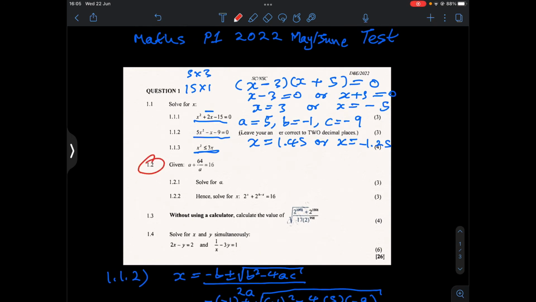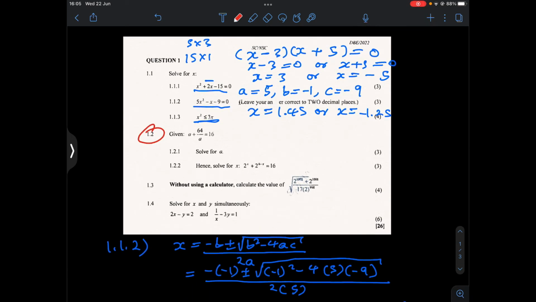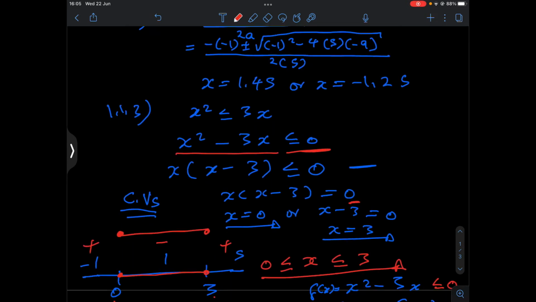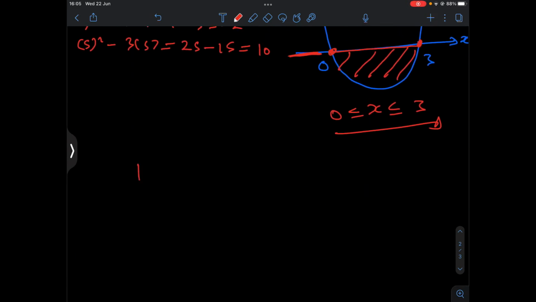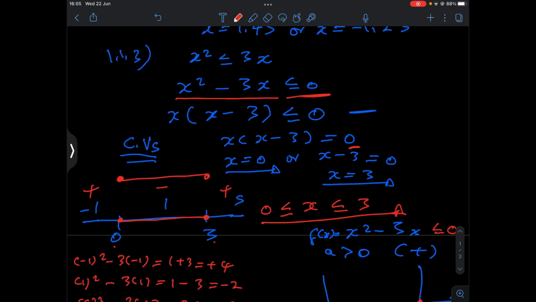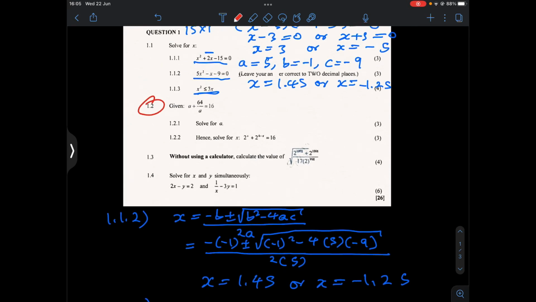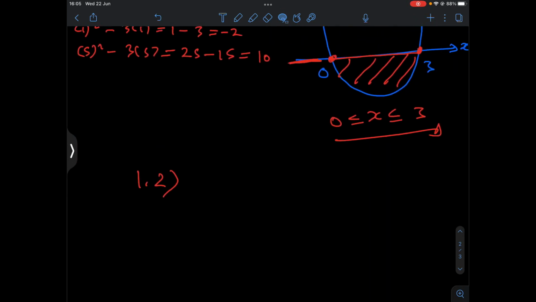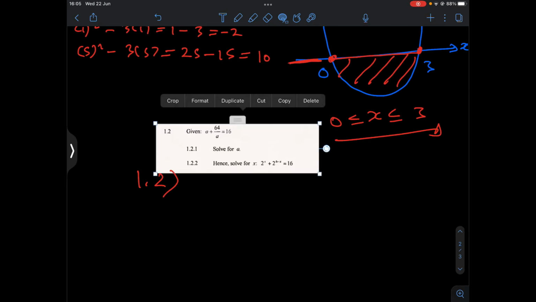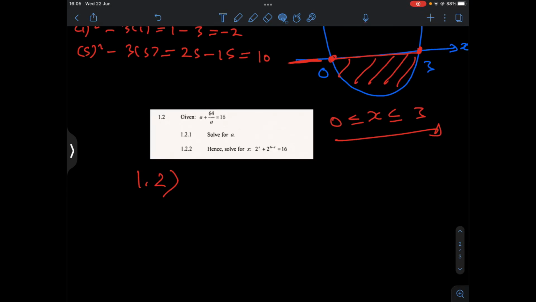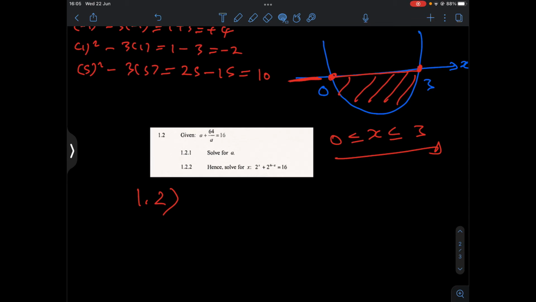Question 1.2. It says, given a plus 64 all over a equals 16, solve for a. So that's 1.2. Let me just quickly do this: copy this question and paste it here. There we have it.